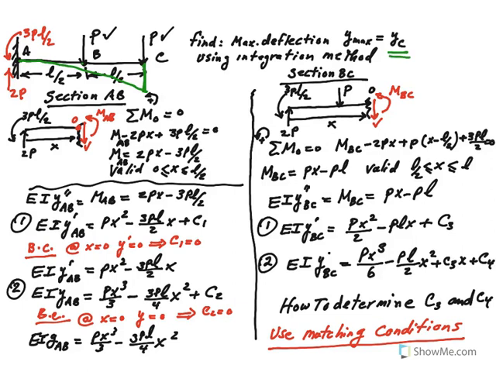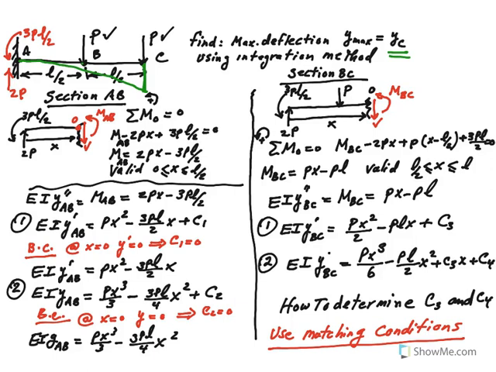Okay, so as I said, the objective is to show you that it's a tedious task, even for a simple problem like this one, where we only have to cut two sections. Now imagine if you have to cut more than two sections and get the moment equation in each section. It's going to be really time consuming.